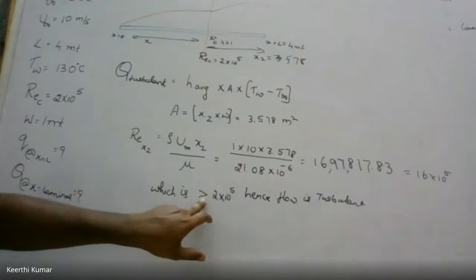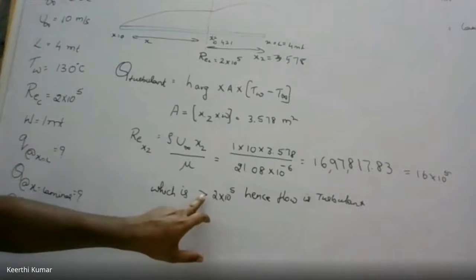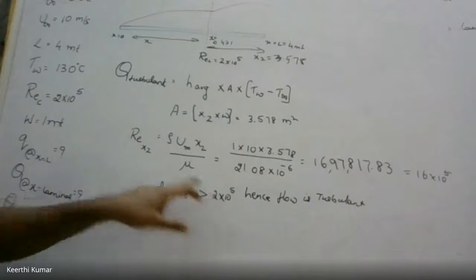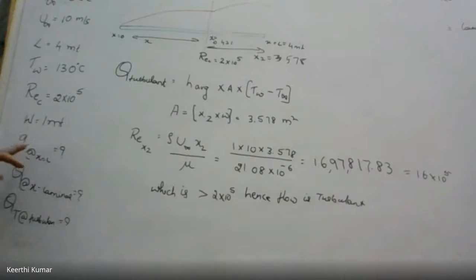Why have I taken 2 into 10 to the power of 5? Generally, the value will be 5 into 10 to the power of 5. But in the question, he has given 2 into 10 to the power of 5, so we'll take that value only. Okay.